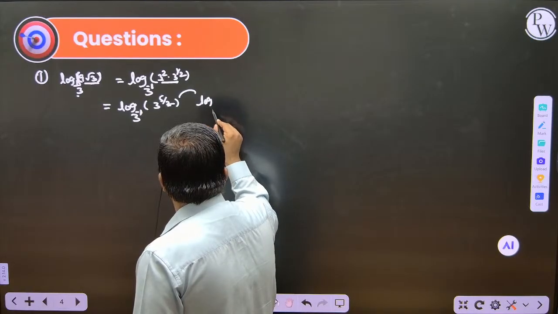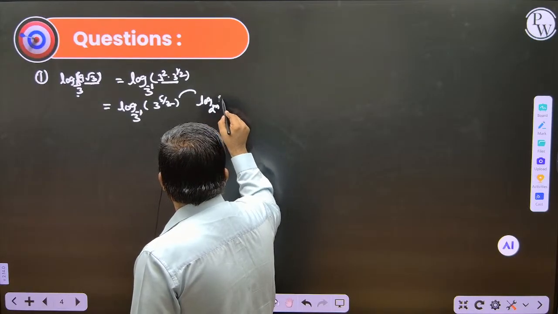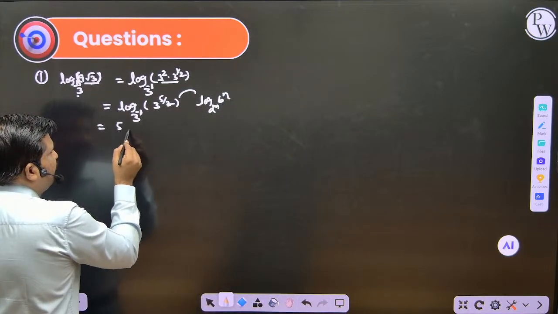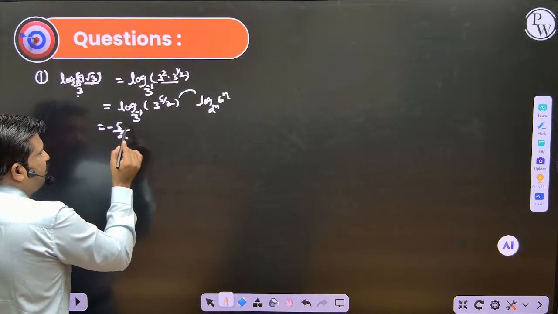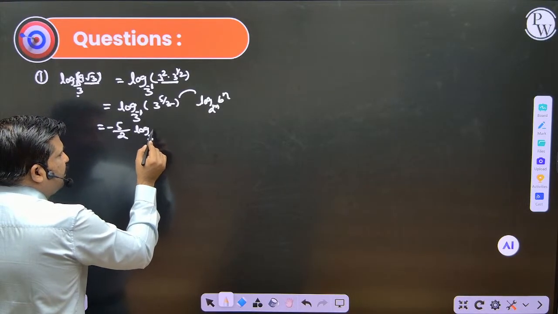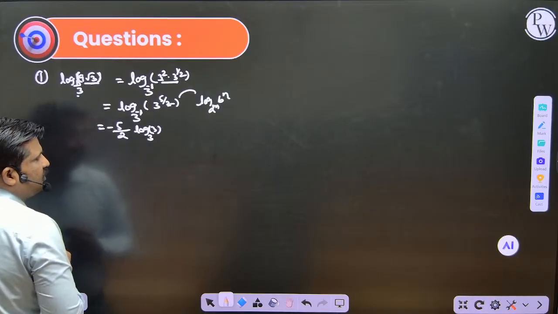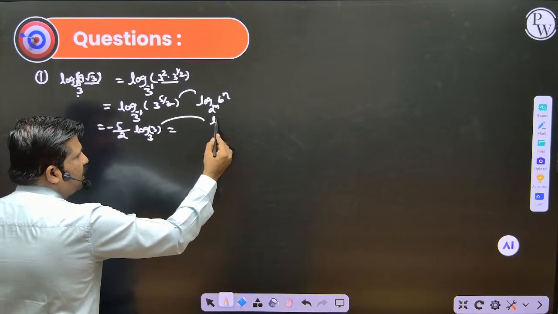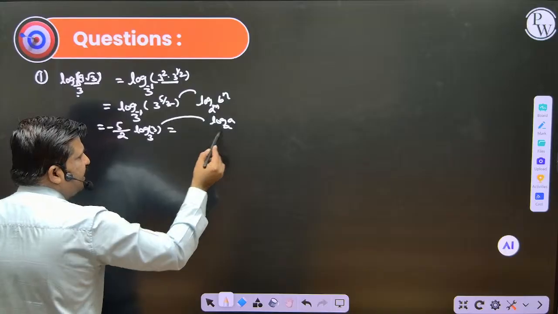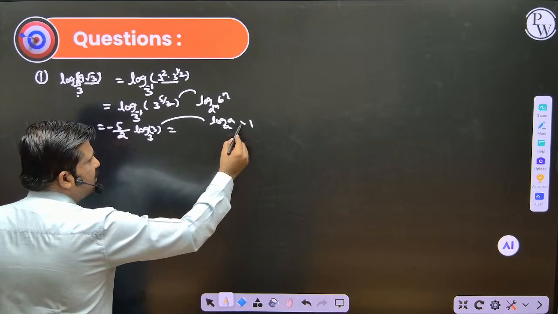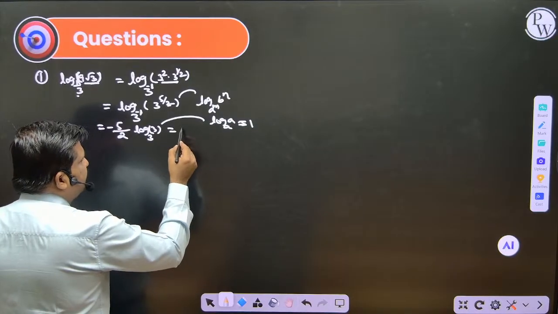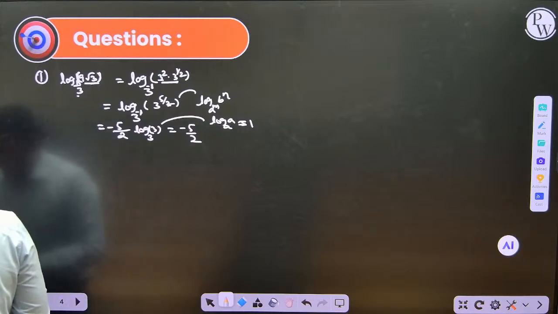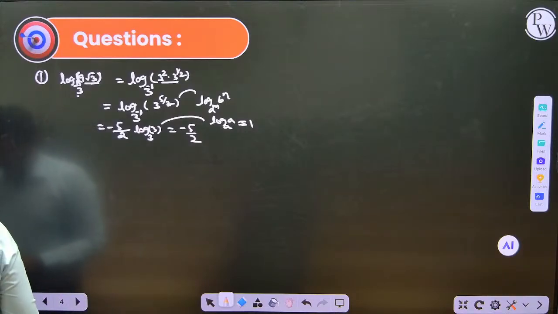Certainly it looks like the log of a power m and b power n form. So it gives 5 by 2 by minus 1, that is minus 5 by 2, log base 3 of the number 3. But it looks like log a to the base a. Its value is always 1. Finally this gives minus 5 by 2. So write it in this way.